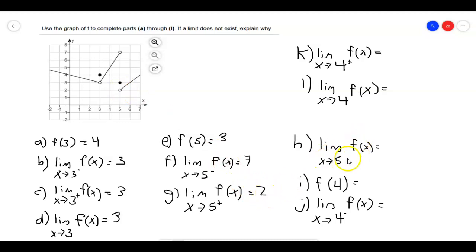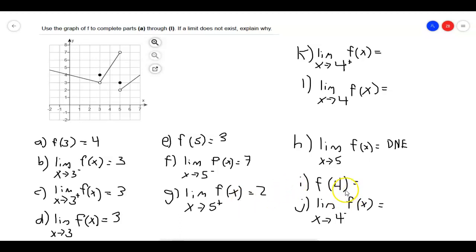Now, what happens when we look to see the limit as x approaches 5? Well, notice that from the left and from the right, we get two different values. So, does not exist. Why does it not exist? Because the limit from the left and the limit from the right are two different values. And whenever they're two different values, we say the limit does not exist.